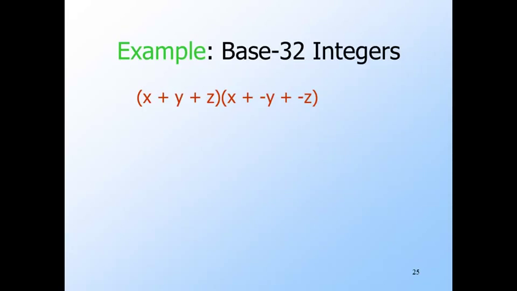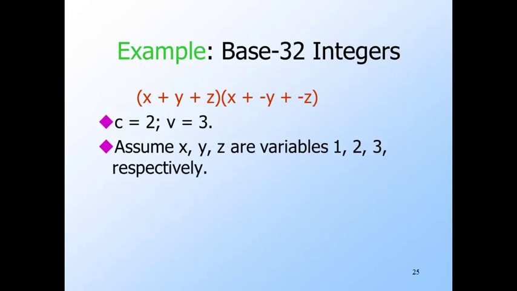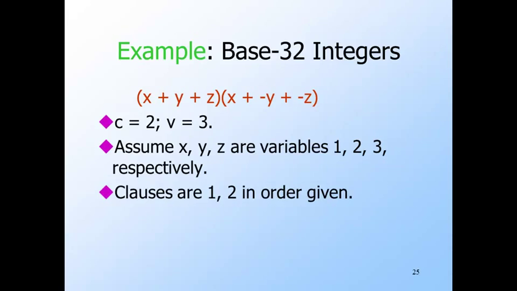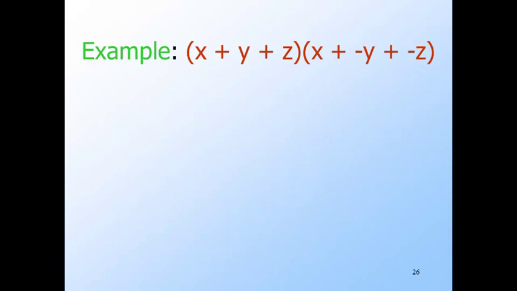So here's a tiny example. There are 2 clauses and 3 variables in this expression, so C equals 2 and V equals 3. Let's number the 3 variables x, y, and z by 1, 2, and 3 respectively, and number the clauses 1 and 2 in the order in which they appear. Let's see the base 32 integers constructed for this example.